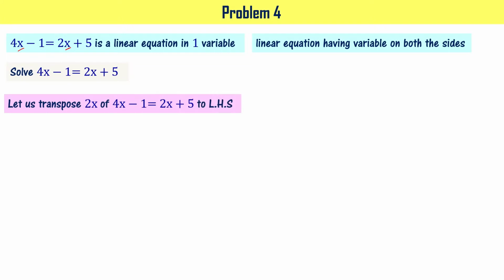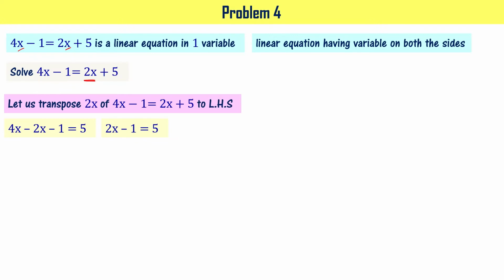To do that, let's transpose this particular 2x from RHS to LHS. Here 2x is having a plus sign, right? We have not written any sign, which means it is a positive sign. So plus 2x, when it goes to the other side, will become minus 2x, right? So the equation can now be written as 4x minus 2x minus 1 equal to 5. 4x minus 2x is 2x. It means when you simplify, the equation becomes 2x minus 1 equal to 5, right?